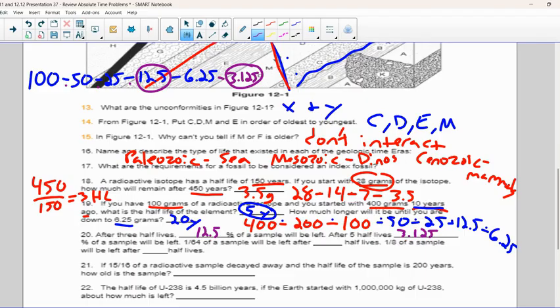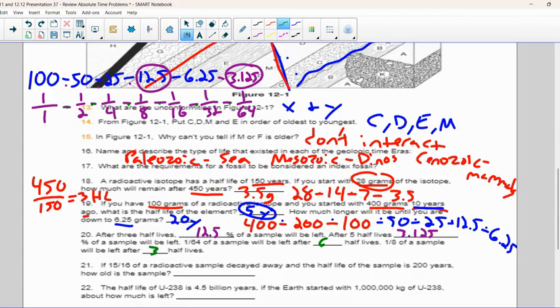1/64th of a sample would be left after how many half-lives? So if I have all of something, I have 1/1. After 1 half-life, I have half, and then a 4th, and then an 8th, and then a 16th, and then a 32nd, and then a 64th. So how many half-lives was that? 1, 2, 3, 4, 5, 6 half-lives. So 6. 1/8 of a sample will be left after 1, 2, 3 half-lives.